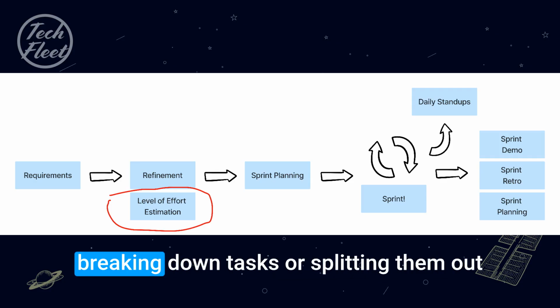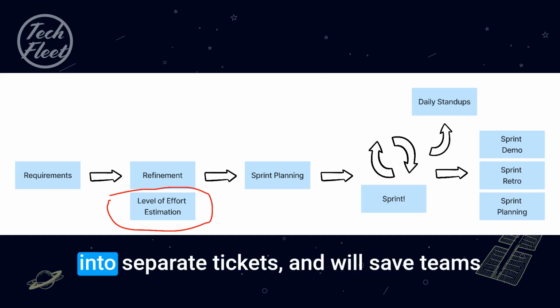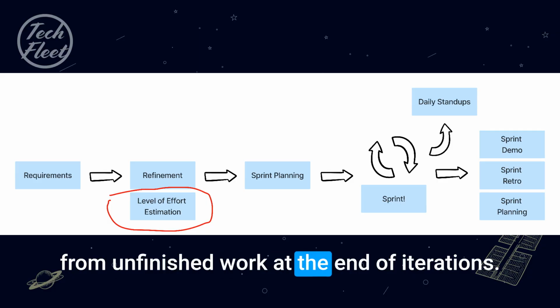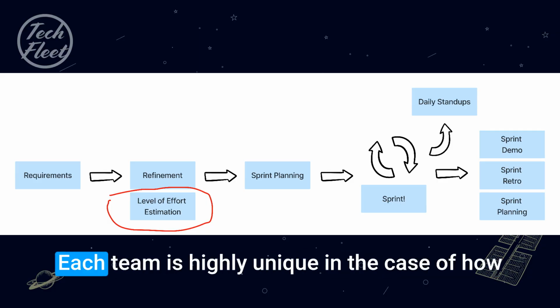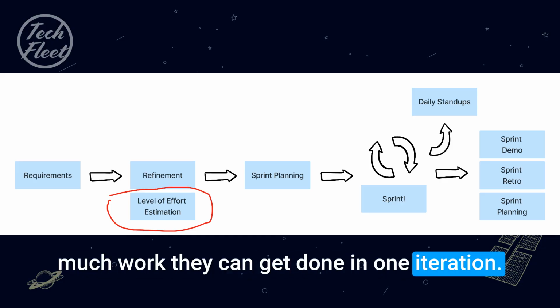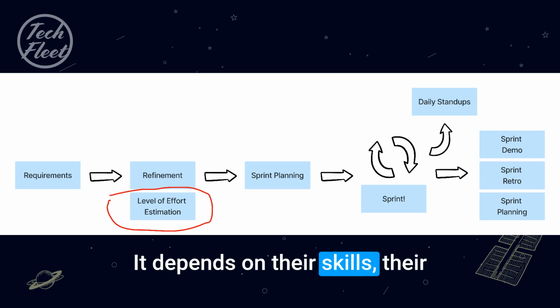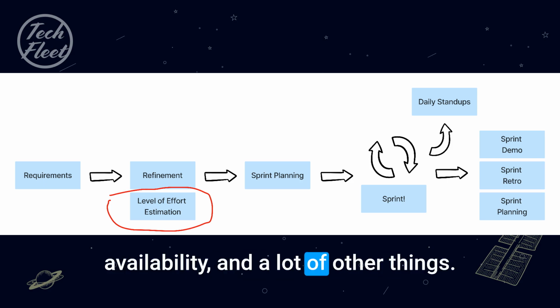This may lead to breaking down tasks or splitting them out into separate tickets and will save teams from unfinished work at the end of iterations. Each team is highly unique in the case of how much work they can get done in one iteration. It depends on their skills, their availability, and a lot of other things.